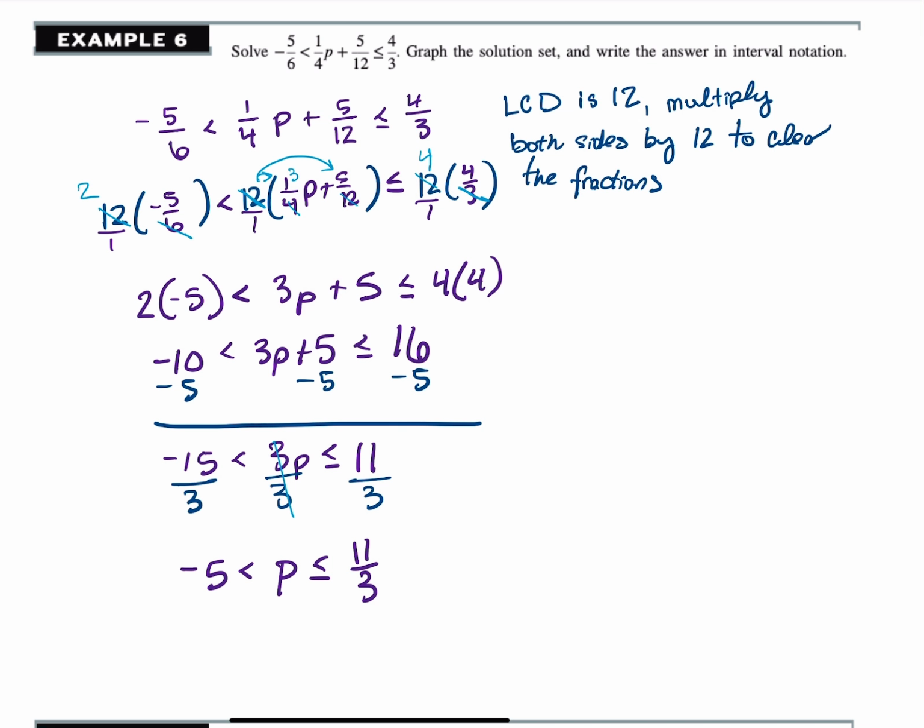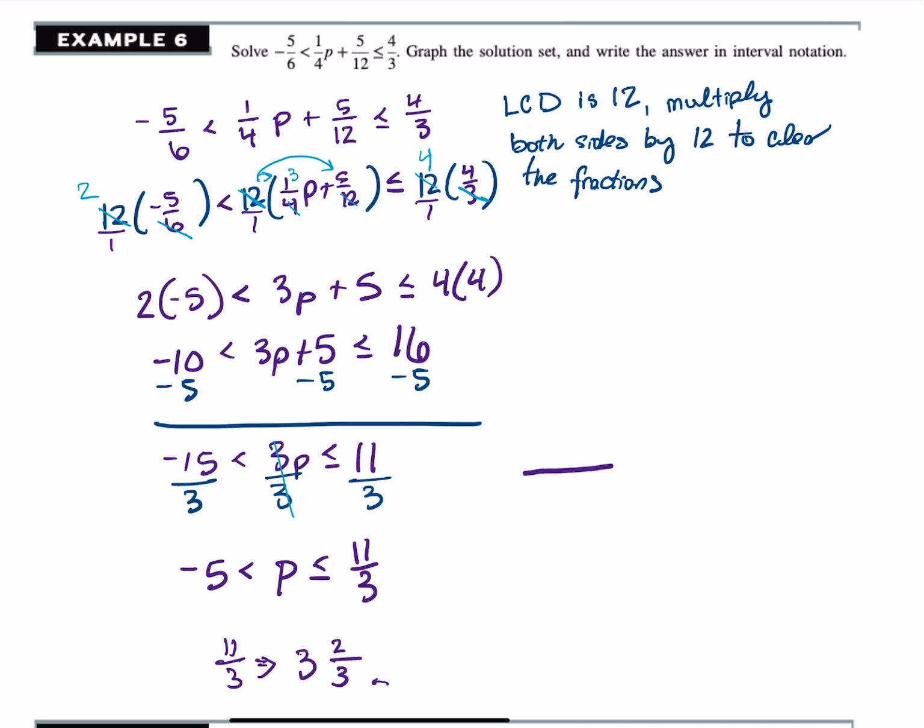That's like 3 and 2 thirds if we were to convert this to a mixed number, which can be helpful in trying to visualize where this is. Because 3 goes into 11 3 times. 3 times 3 is 9. And then there's 2 left over out of the thirds. 3 and 2 thirds. This will be maybe helpful to produce the graph, because it wants us to graph the solution set and write the answer in interval notation.